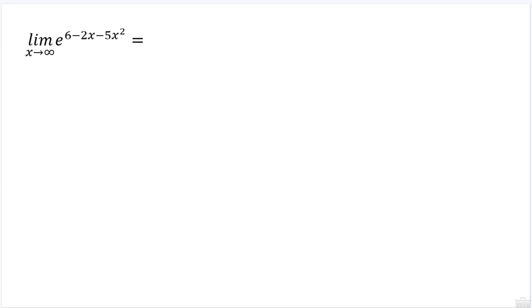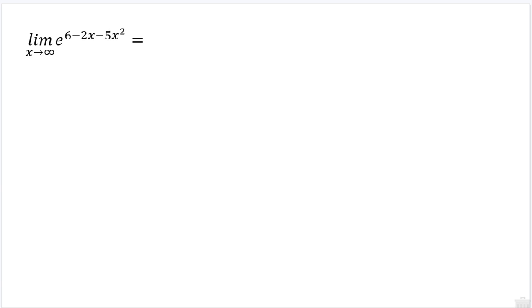All right, let's look at this other function here. We've got the limit as x approaches infinity of e to the power of 6 minus 2x minus 5x squared. Well, I don't know what that function looks like. I could probably come up with a basic idea of what it looks like, but I couldn't tell you exactly. But I should be able to tell you what its end behavior to the right is, just by using those original 4 limits that we first talked about.